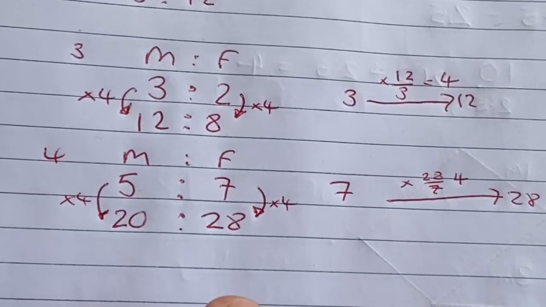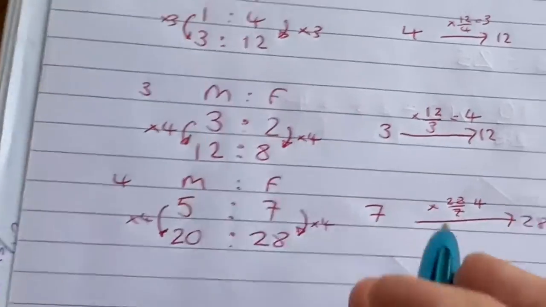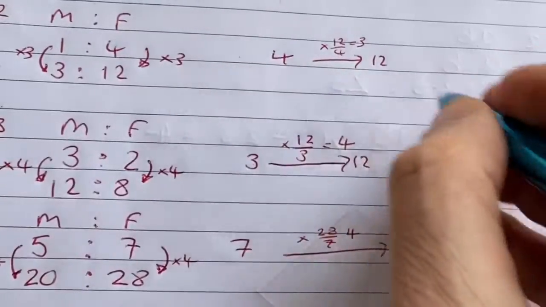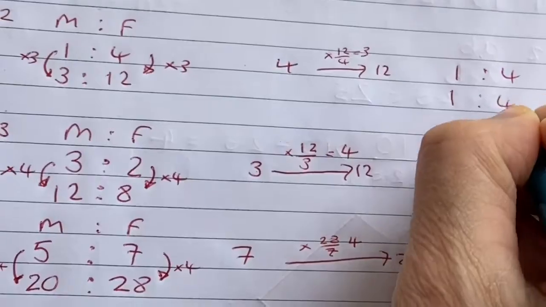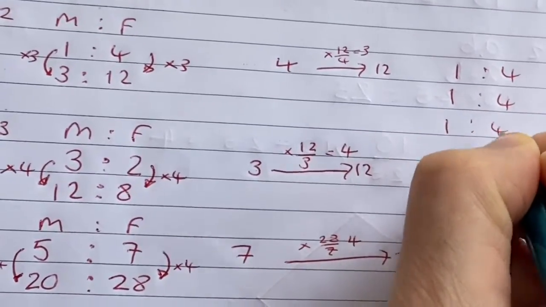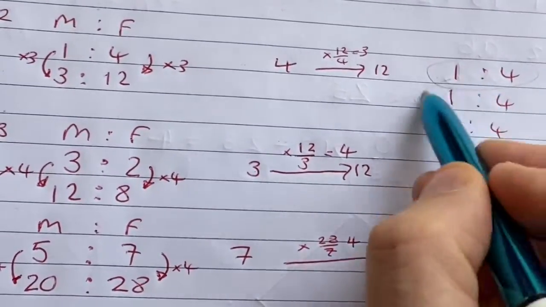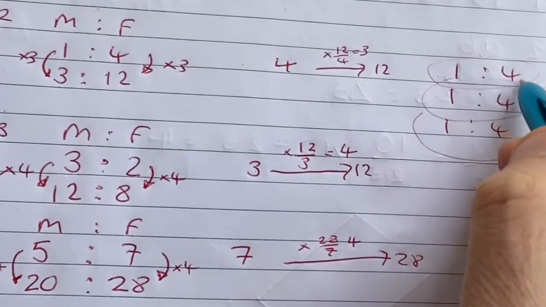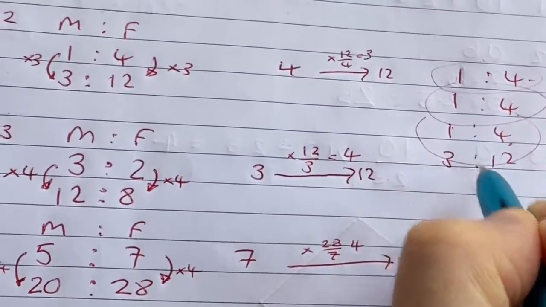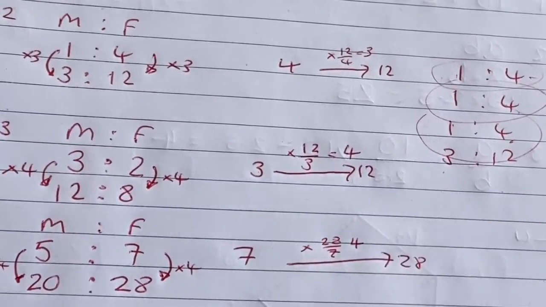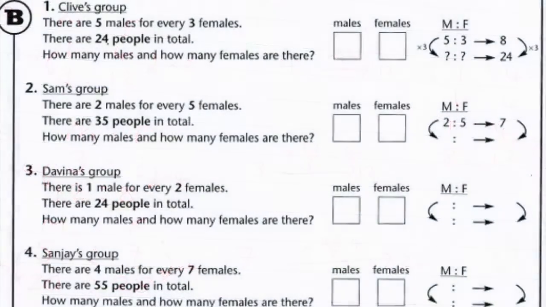Now, looking back at why we're doing this, if I did this and shared these people out, there's 1 to 4, 1 to 4, 1 to 4. In other words, I've had to go through this thing 3 times to get there. So there'll be 4, 8, 12, 1, 2, 3. So if there's 12 females, there are 3 males. And that's how it goes.